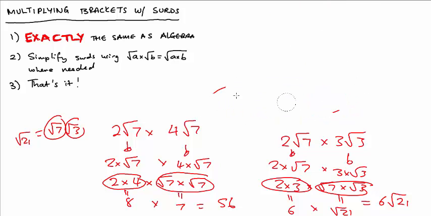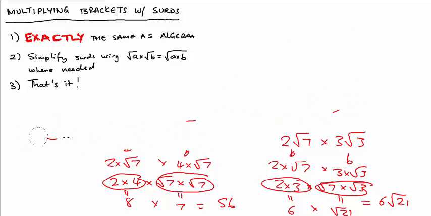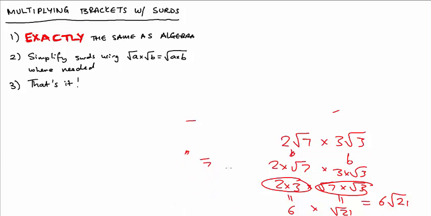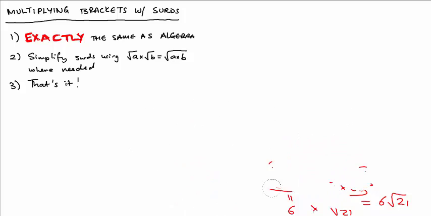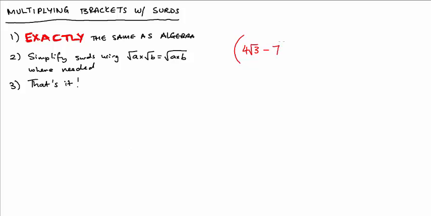Where else can I go? Let's go for double brackets. Again, yeah? If you've got the hang of this, you've pretty much got the hang of multiplying out double brackets as well. So let's pick one. And let's go straight to the deep end. Let's go for 4 root 3 minus 7. Got 3 root 3.